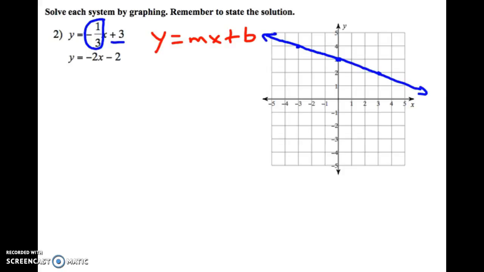Not bad. For the second equation, the intercept's at -2, so we're starting at -2 on the y-axis. And our slope is -2 over 1, so we're going down 2 and to the right 1, or up 2 and to the left 1.